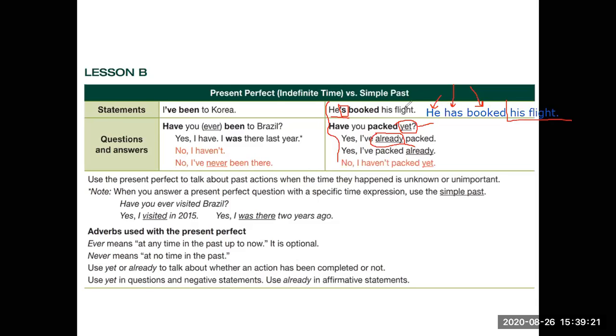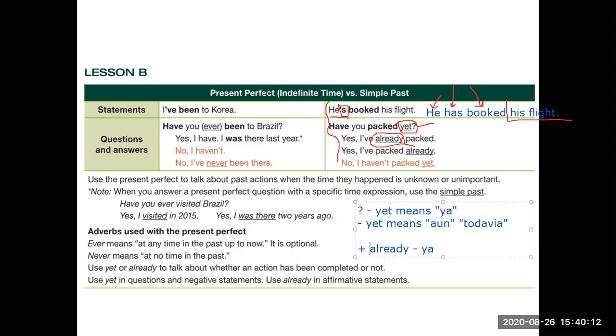In the question, let me clarify that. In the question, yet means ya. In a negative sentence, yet means aún or todavía. Okay. Already. What is the definition of already? Okay. Yeah. Exactly. Yeah. Okay. And it is used only in positive sentences.